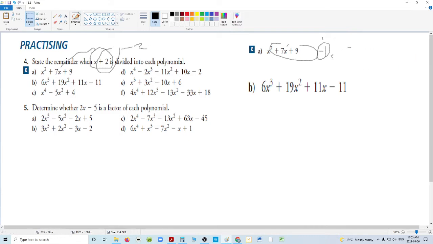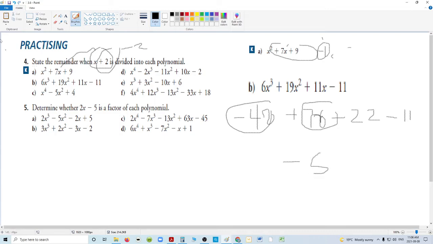What about this next one when I put minus 2 in there? Minus 2 cubed is minus 8. Minus 8 times 6 is minus 48. Minus 2 squared is 4. 4 times 19 is 76. Minus 2 times 11 is minus 22. And minus 11. So when I add all those up, minus 22 minus 11 is minus 33. Minus 51 minus 81 plus 76 is minus 5. So that's just in my head. I might have made a mistake, but the remainder is minus 5.